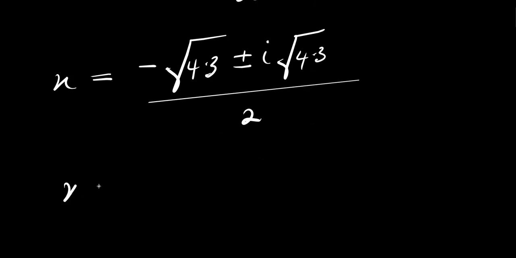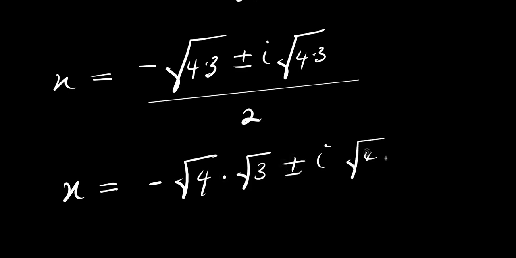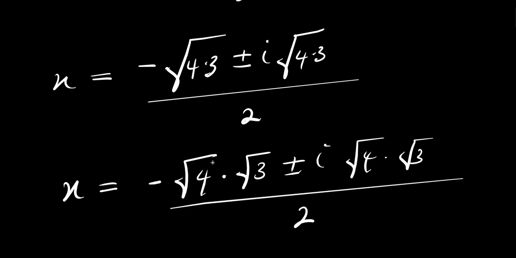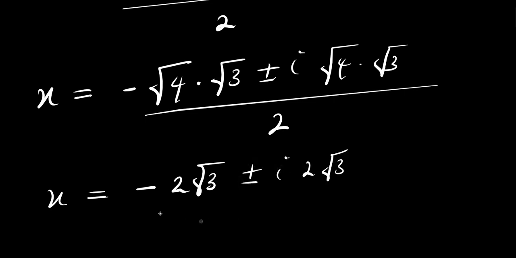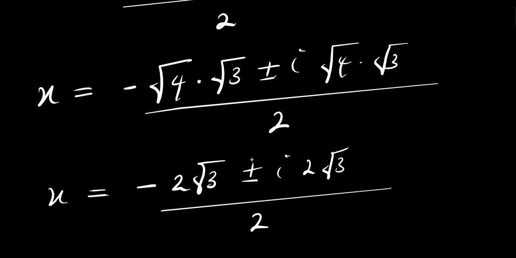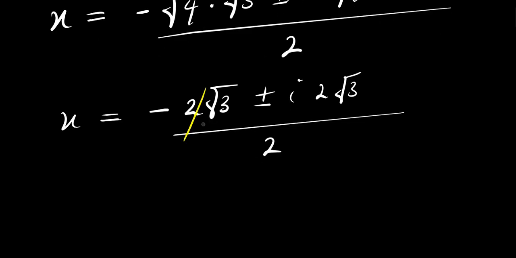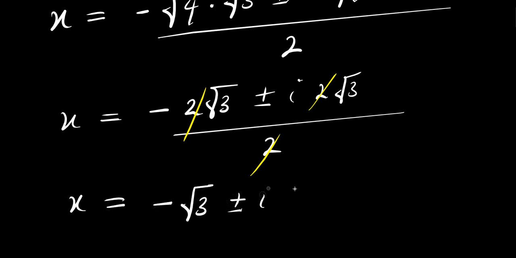So from here, we have x equals negative square root of 4 times square root of 3 plus or minus i times square root of 4 times square root of 3, divided by 2. So x equals negative 2 times root 3 plus or minus i times 2 times root 3, divided by 2. So this cancels this. So x equals negative root 3 plus or minus i times root 3.